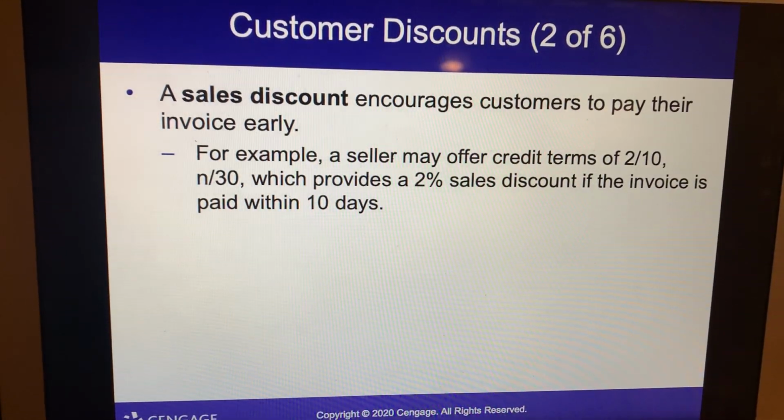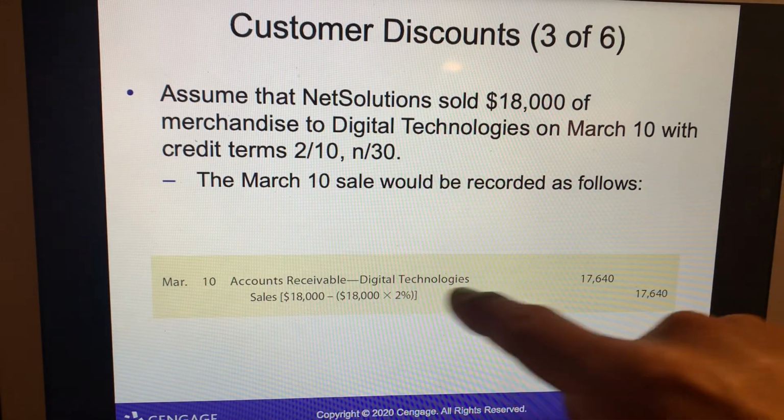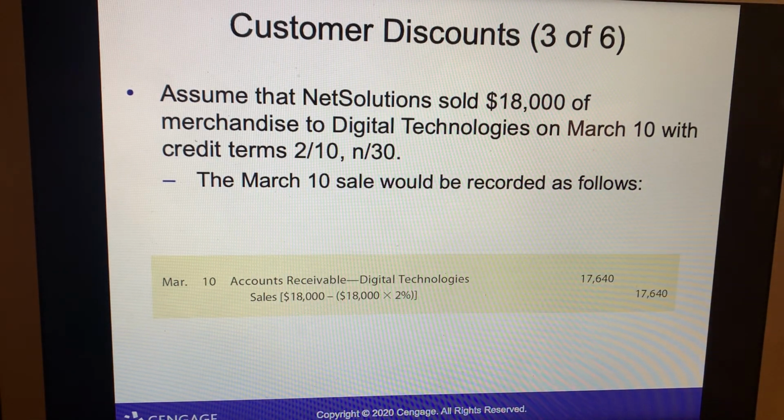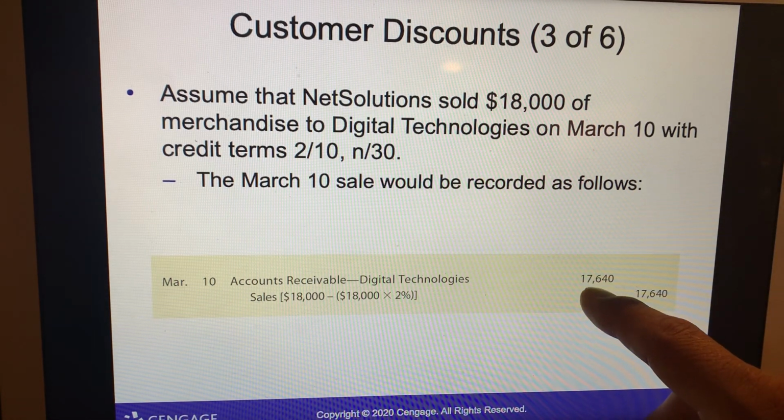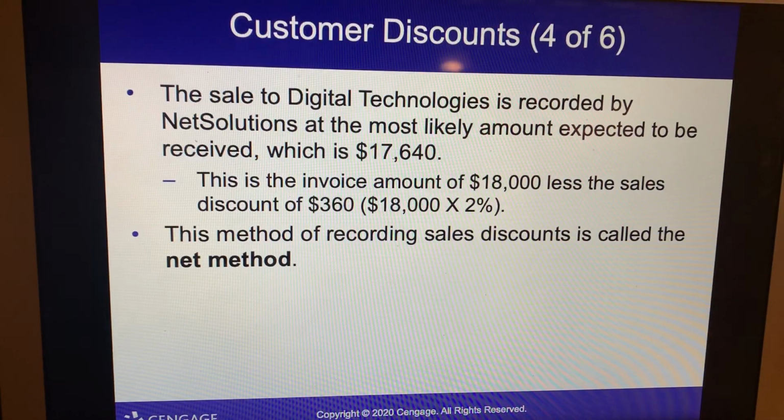All right. Sales discount encourages customers to pay their invoice. For example, a seller may offer 2/10, n/30, which provides a 2% sales discount if the invoice is paid within 10 days. We already went through this. So here it is. Accounts receivable $17,640. We took the 2% off the $18,000, so 17,640, and our sales goes to $17,640. Accounts receivable is our balance sheet, and our sales goes to our income statement.